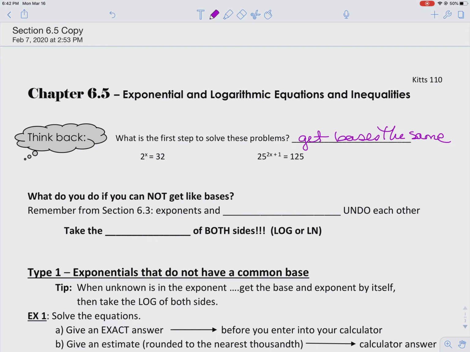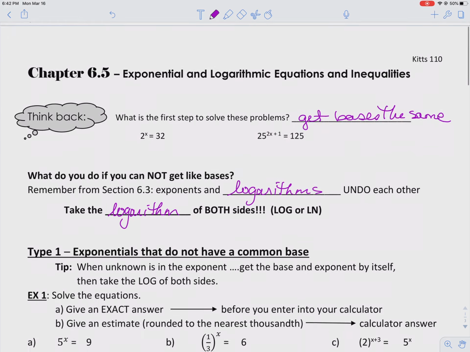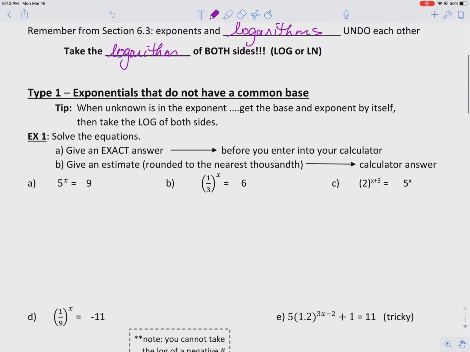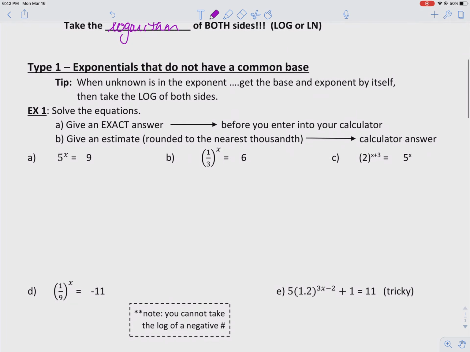What do you do if you can't get the bases the same? Do you remember? Exponents and logarithms undo each other. So if you can't get the bases the same, we are going to take the logarithm of both sides. So here is our first of four types of problems. The first kind have exponentials that do not have common bases.